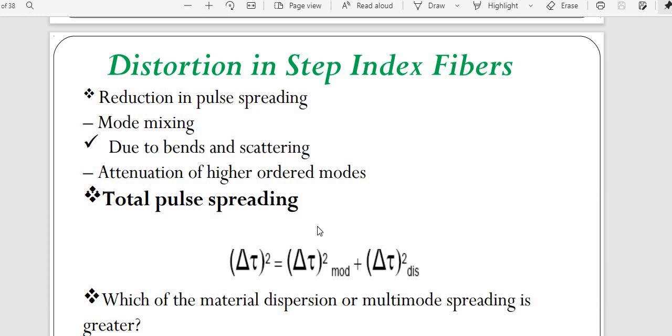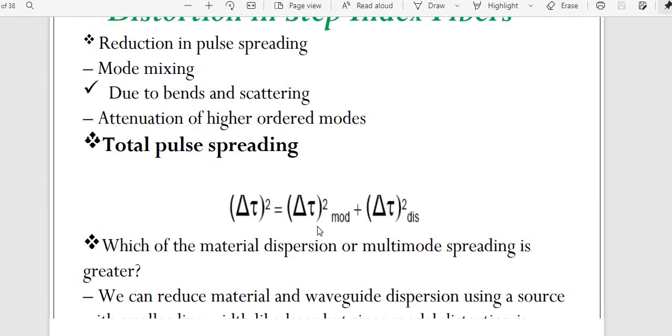To get that, what do we need to do? First, we need to go for mode mixing. Why do we get mode mixing? Because of bending and scattering. The light can be bent or scattered from one form into multiple ways, right? Scattering means it is getting dispersed into all the waveguides. White light gets scattered into the waveguide. That is scattering of light. Or it may be due to the attenuation of higher order modes. Whenever we have higher order modes, we may get attenuation of the signal. So to cover all of that, we have to consider distortion also.